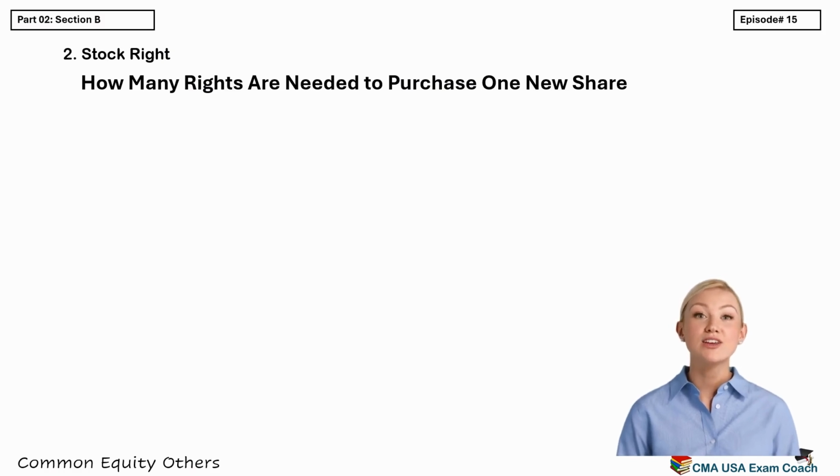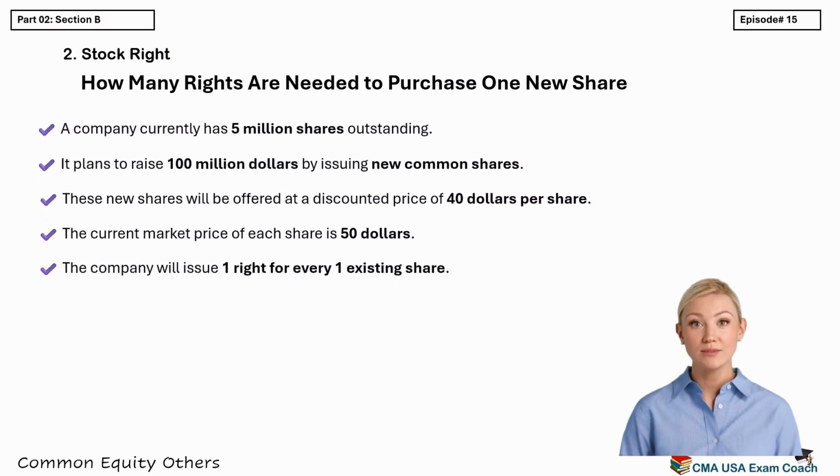Imagine a company that currently has 5 million common shares already issued and outstanding in the market. Now this company wants to raise new capital. Specifically, it wants to raise $100 million by issuing additional common shares. To make the offer attractive to investors, these new shares will be offered at a discounted price of $40 per share, even though the current market price of the share is $50.